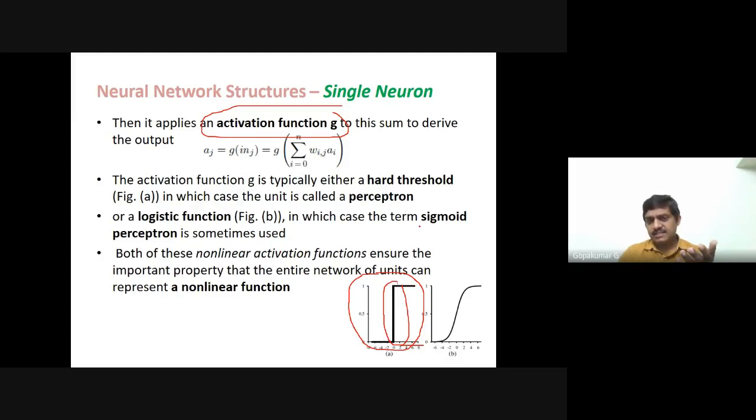Then came another very popular activation function called the sigmoid function, sometimes called the logistic function, which is of this particular shape. Here you don't have such an issue, because at zero there is clearly a value that you can easily take. There are still issues towards these regions, but this is one of the well-accepted and well-applied activation functions, sufficient for many cases. Both of these are nonlinear activation functions, which ensures the important property that the entire network of units can represent a nonlinear function. That's why we are bringing in these activation functions.